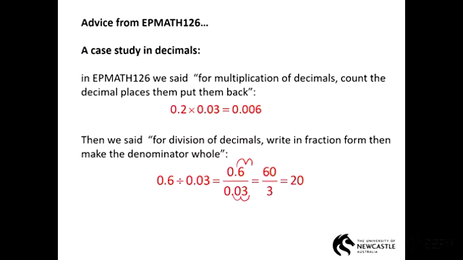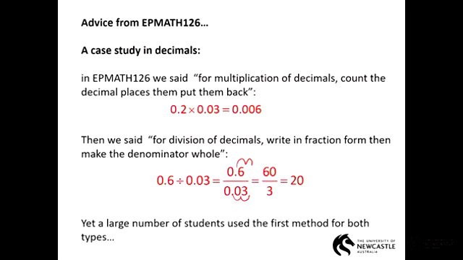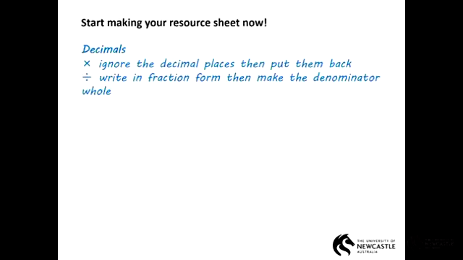The method now is type it into your calculator, okay? The point I want to make is the majority of students use the first method for both of them. We had a different method, but not everyone. Most people use the first method for both. And the only reason I'm bringing this up is I'm saying I'll start making a resource sheet now. Because if your resource sheet just said, if it's times, ignore the decimal places and put them back; divide, write in fraction form, make the denominator whole. Any little notes that you tell yourself, and you just don't make that error. Because everyone who wasn't on the resource sheet and just started assuming, well, I'll just use the first method all the time.